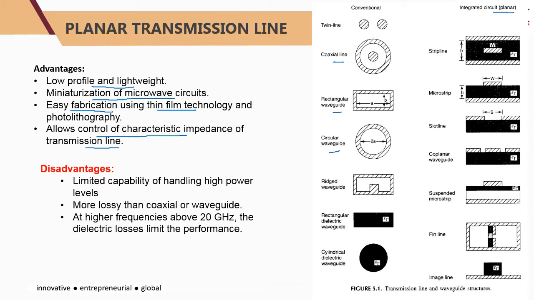However, the disadvantages of the planar transmission line are its limited capability of handling high power, and it is lossy compared to the conventional coaxial, rectangular or circular waveguide. At higher frequencies above 20 GHz, the dielectric losses increase compared to lower frequencies, which limits the overall performance of the system. We are about to discuss the microstrip line, strip line, and coplanar waveguide as examples of planar transmission lines.